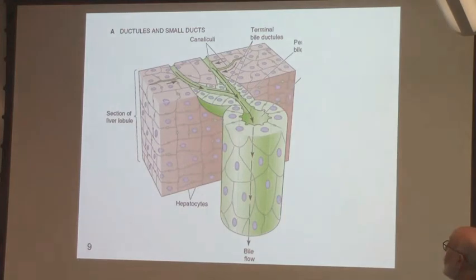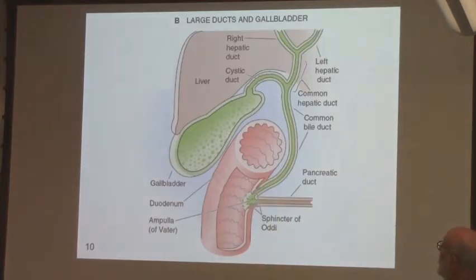Okay, so the liver produces bile. Bile flows into the bile duct. So here's the right hepatic duct, here's the left hepatic duct, here's the common hepatic duct, joins with the cystic duct to form the common bile duct. None of these names would be labeled on the cadaver, none of these are for the practical quiz except for the gallbladder. I could label the gallbladder.